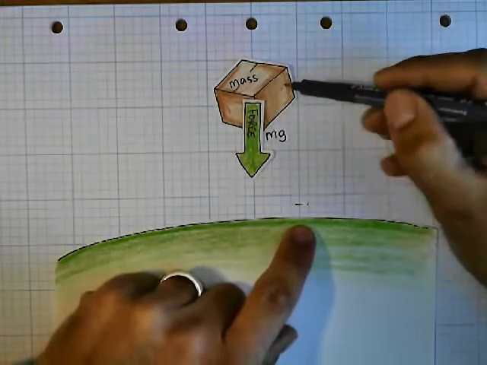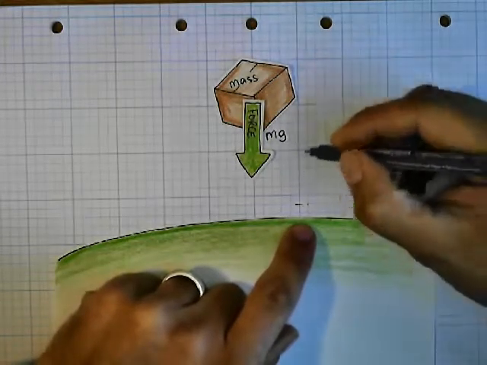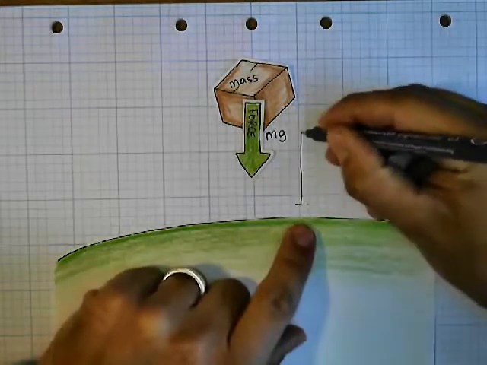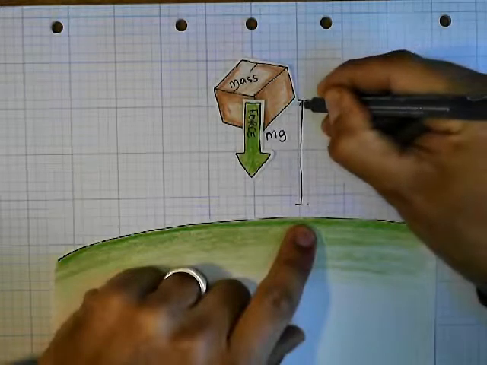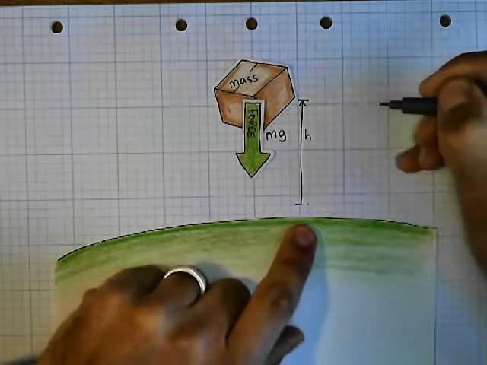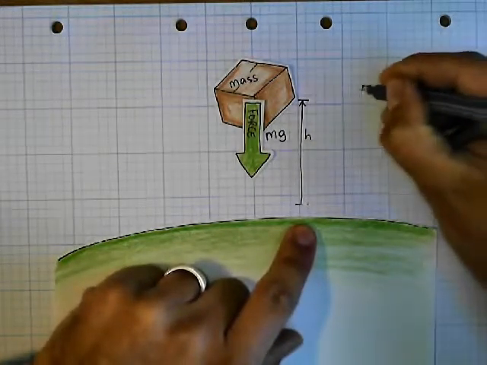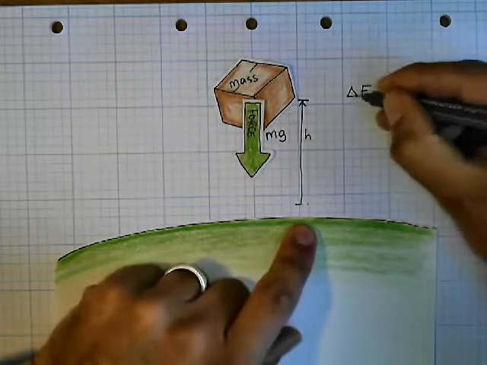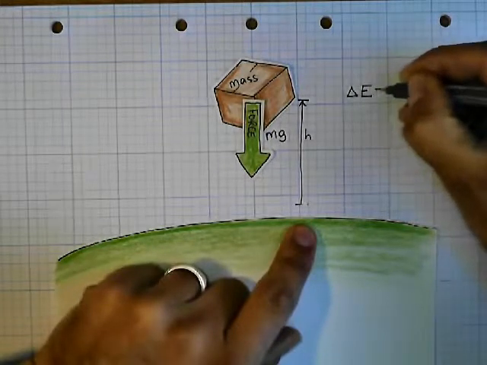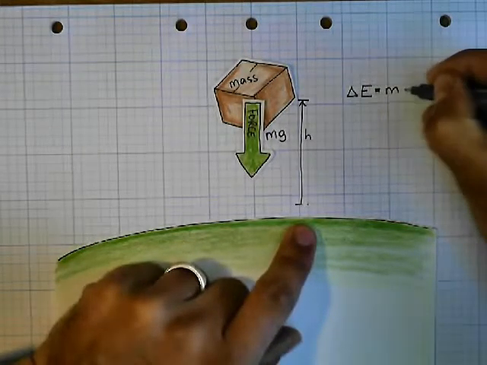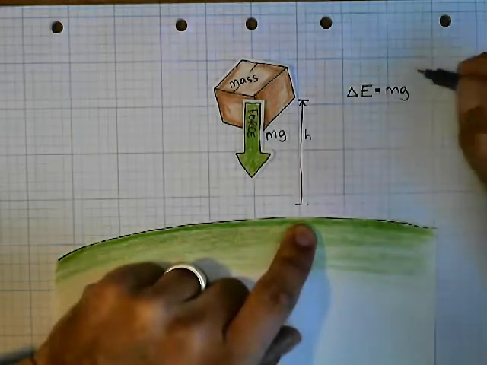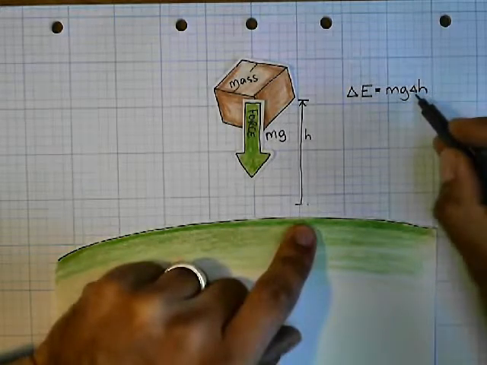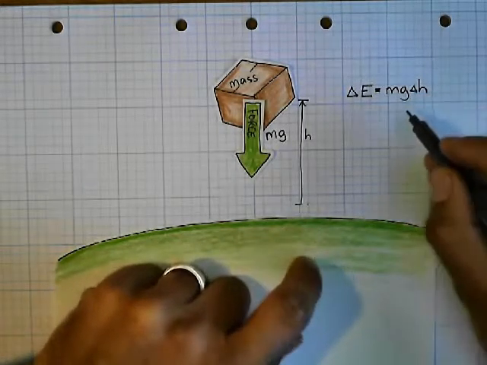The amount of gravitational potential energy that mass has is calculated by multiplying the force you've overcome by the distance that you've lifted it. In this case, it's the height that you've lifted it. So, the amount of work you've done, or the amount of energy you've transformed, delta E, change in energy, is equal to mg, for the weight force you've overcome, times the height, or the change in height.